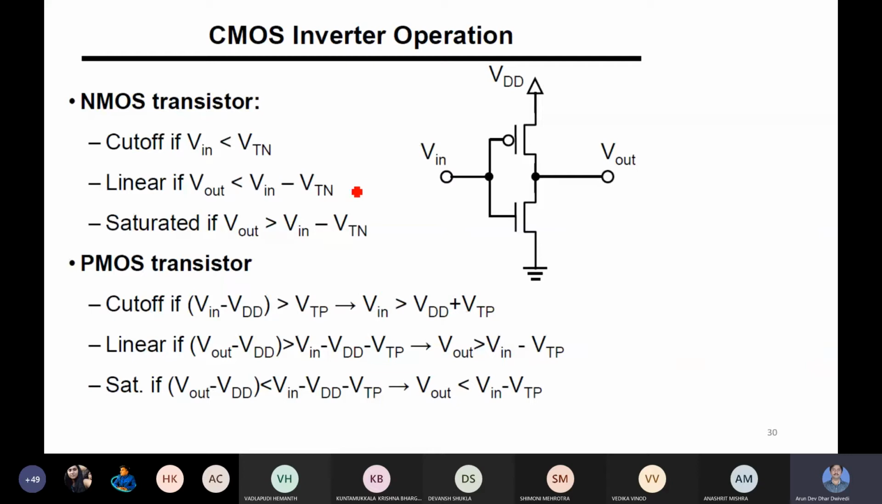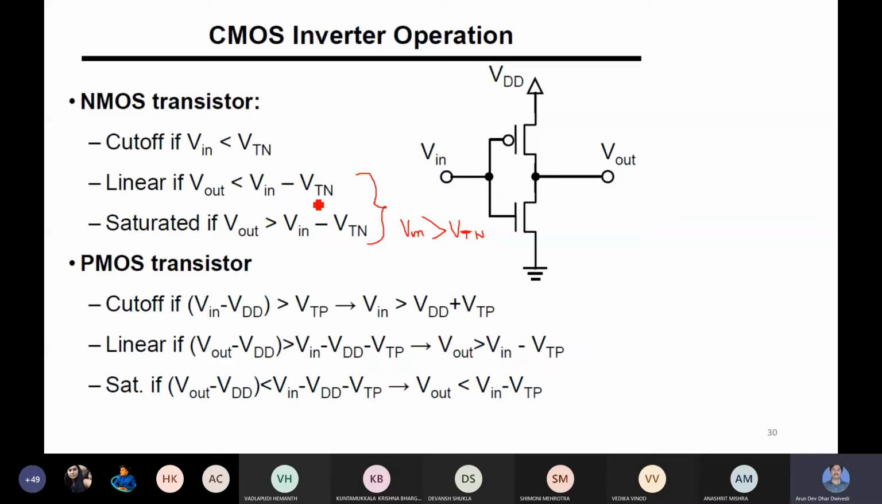So obviously, for these two conditions, V in must be greater than VTN. The threshold voltage condition should be satisfied; the NMOS transistor should be on at least. After that, the additional conditions are that V out should be less than V in minus VTN for the linear region, and for saturation V out must be greater than V in minus VTN.